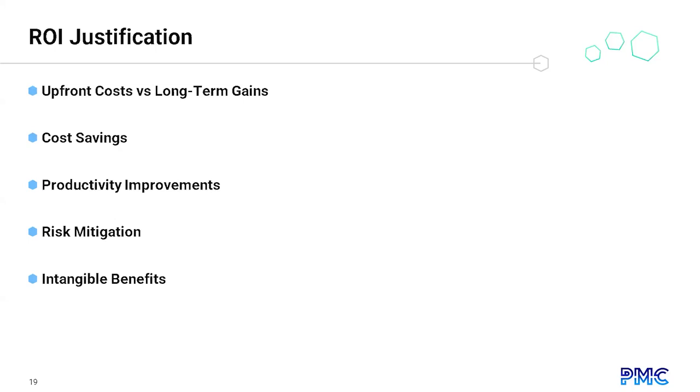We have risk mitigation. So we can see that the simulation helps us identify potential risks in the process before they occur. So the early detection of bottlenecks or inefficiencies, for example, will save the company from trial and error in real life that will cost a lot.